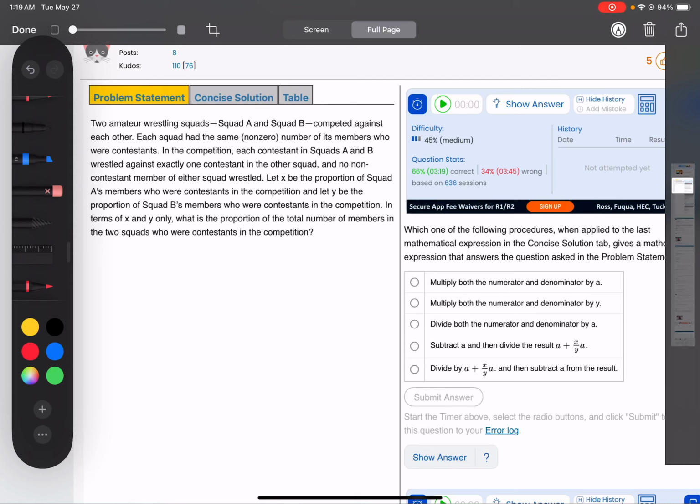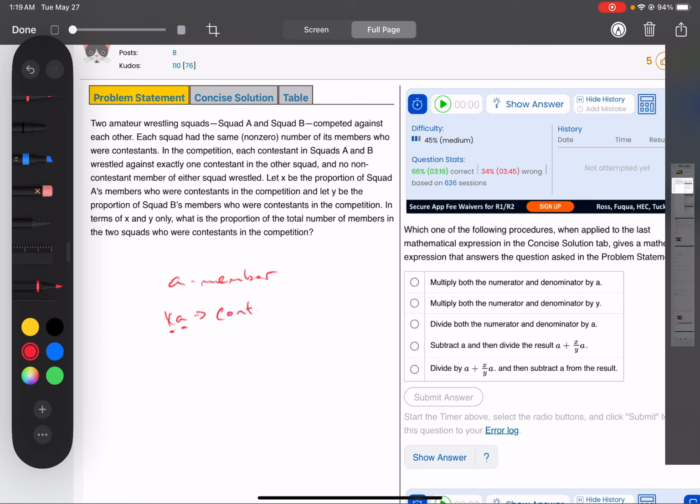Okay, a lot of information here. The squads A and B. X is the proportion of squad A's members who are contestants. So if you have A members, X is a proportion, like 1/4 or 1/5. So the number of contestants is X times A. Because it's like 1/4 of, let's say A were 20 members. XA, 1/4 of A would be 5 members.